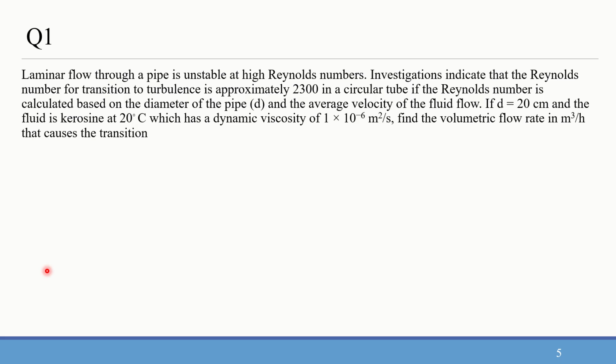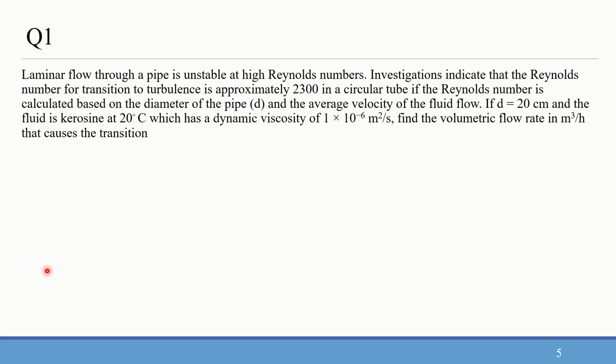So laminar flow through a pipe is unstable. So there will be a lot of uncertainties which are happening inside the system at the turbulent flow. Or instead of saying turbulent flow, we can call it high Reynolds number flow. Investigations indicate that the Reynolds number for transition to turbulence is approximately 2300 in a circular tube if the Reynolds number is calculated based on the diameter of the pipe and the average velocity of the fluid flow.